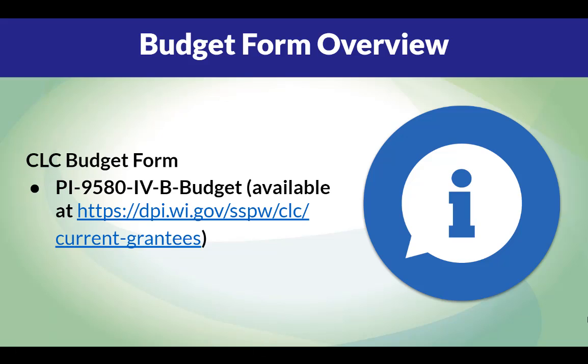Let's begin with an overview of the CLC budget. First, you can find the correct form to complete a budget, PI 9580 IV-B budget, more commonly referred to as the CLC budget form, on DPI's CLC website under Current Grantee Resources. You must use this form. Please be aware that converting the form to another file type, such as a Google document, may interfere with the form's calculation functions, and you will be required to resubmit the form. Please work with your business office to complete any financial forms, including this one.